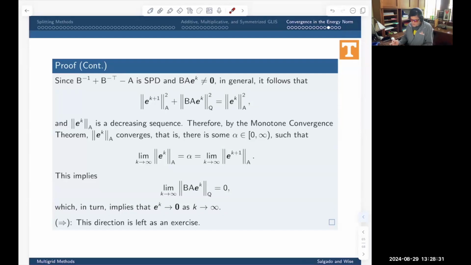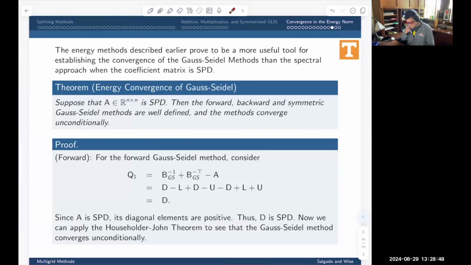Well, now that gives us this famous theorem whose name is well known, the Householder-John theorem. So let's apply these last few theorems to prove that the Gauss-Seidel method converges. To do this, we have to start by assuming that A is SPD. The coefficient matrix in the problem that we want to solve is SPD. So remember, what we're ultimately trying to solve is this problem, AU equals F. The coefficient matrix is assumed to be SPD.